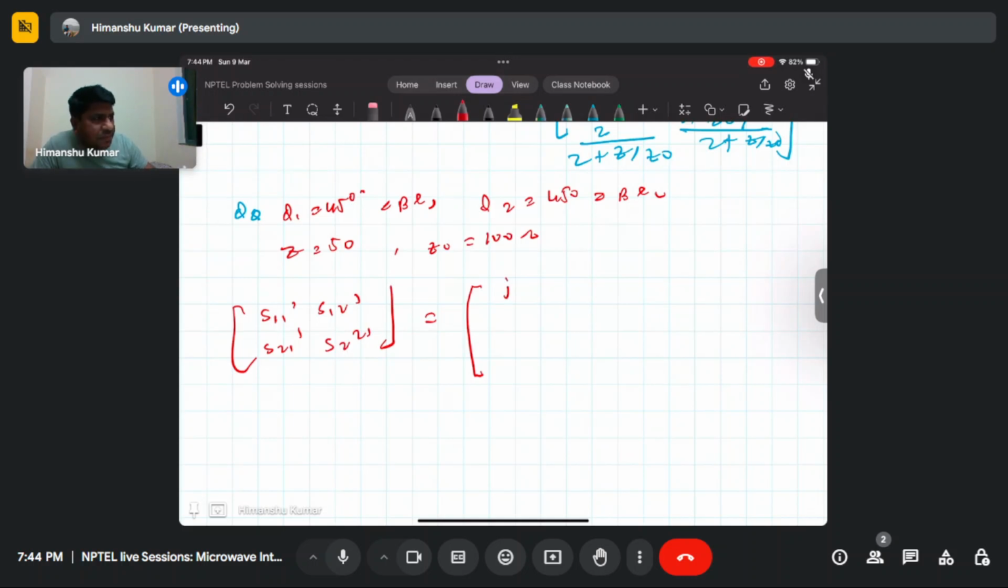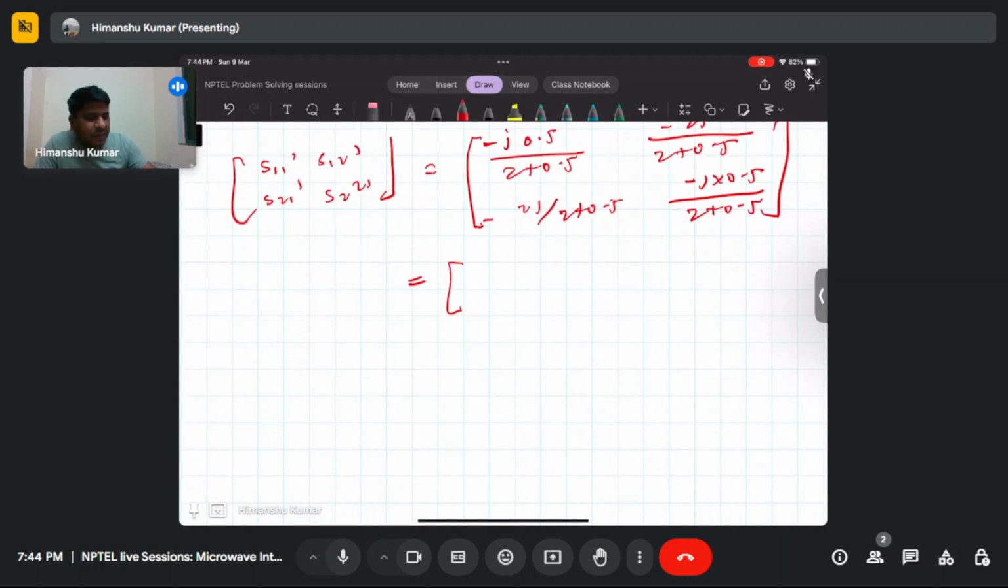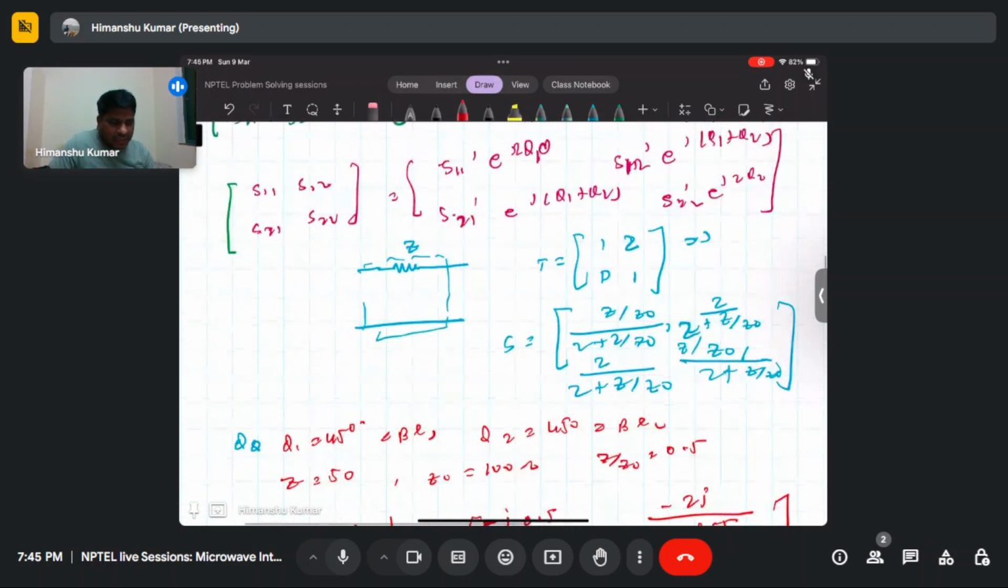So minus j times, Z by Z naught we can take as 0.5. So it will become 2 plus 0.5. Minus 2j divided by 2 plus 0.5, minus 2j divided by 2 plus 0.5, minus j multiplied by 0.5 divided by 2 plus 0.5. Then this will become 2.5, so minus j times 0.2, minus j times 0.8, minus j times 0.8, minus j times 0.2. So these are the S11 parameters for ports 1 bar and 2 bar. So basically this is the answer for this.